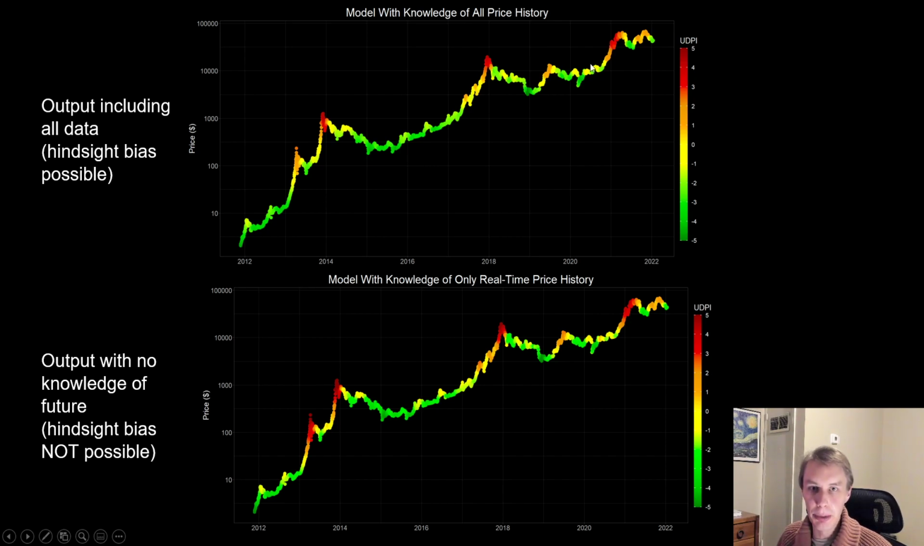Who cares about what the model thinks about the past? We don't care about that. We care about what it would say in real time, because that's what we want today. We want a model today that's giving reliable output that we can trust as giving useful information. And that's what the UDPI seems to offer: when we make it impossible for it to use hindsight bias, it's still very clearly identifying tops and bottoms in real time with no knowledge of anything that comes after.